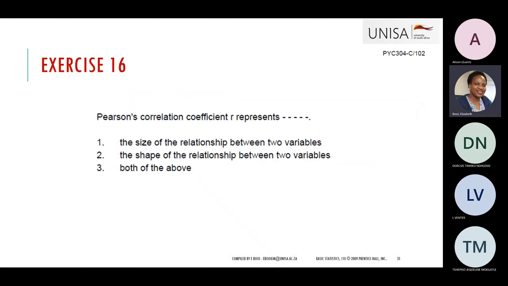And our last question of the day. Pearson correlation coefficient R represents: 1, the size of the relationship between two variables? 2, the shape of the relationship between two variables? Or 3, both?